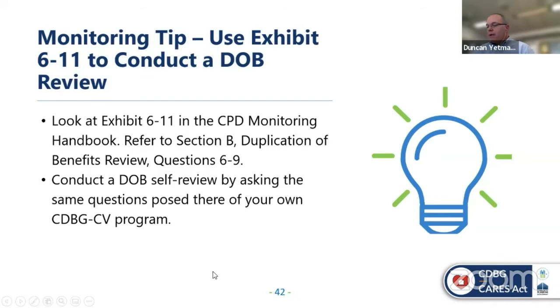So, monitoring tip time here again. One thing that you can do, without having the CDBG-CV monitoring exhibits available to you, is use the current monitoring exhibits that reference duplication of benefits requirements and conduct a DOB self-review. Look at Exhibit 6-11 in the CPD Monitoring Handbook and refer to questions 6 through 9 in Section B.